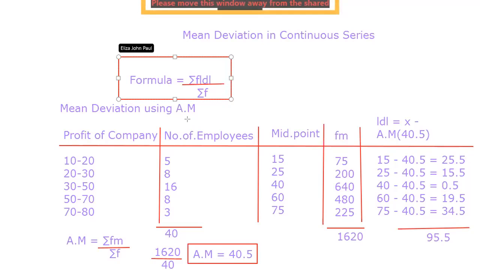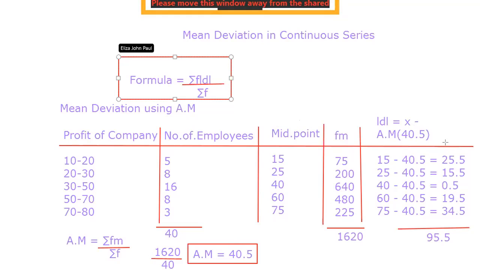Once again, I repeat. The very first thing, to find mean deviation, we have to identify the arithmetic mean, as we discussed in the previous topic. Now, second point, once we found the arithmetic mean, we need to find deviation. That is deviation equals x, our midpoint, minus arithmetic mean. The arithmetic mean we found is 40.5. So the midpoint 15 minus 40.5 gives us the deviation.